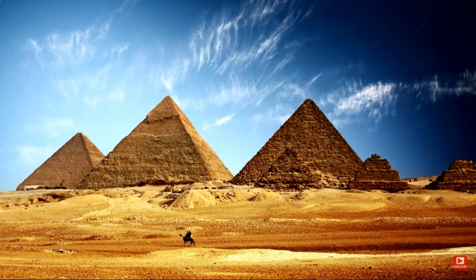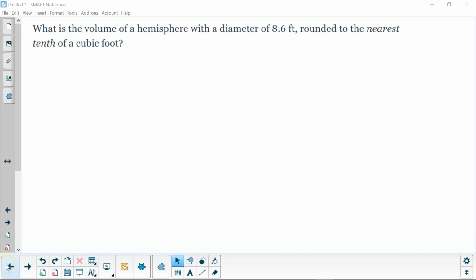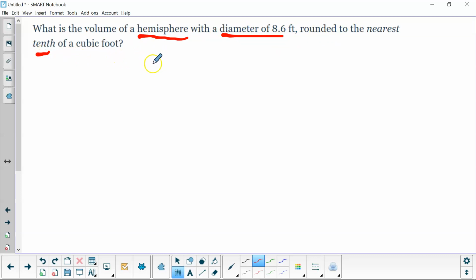All right, here we go again today, guys. We're going to be looking at the volume of some three-dimensional shapes, and I thought, you know what? They're giving us a problem right out of the gate that involves a hemisphere. We need to talk about what a hemisphere is. And instead of radius, they give us diameter, and then on top of that, they want us to round to the 10th of a cubic foot.